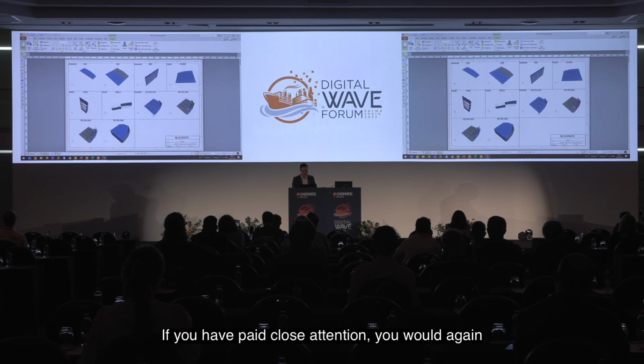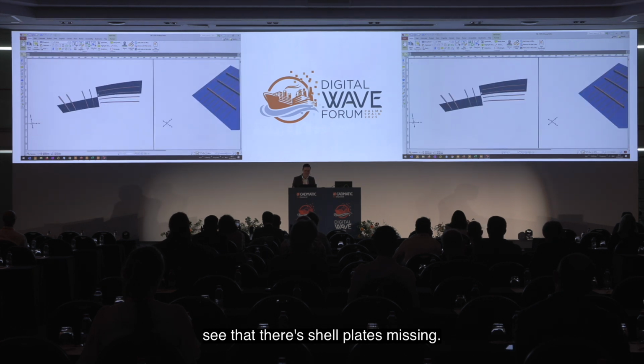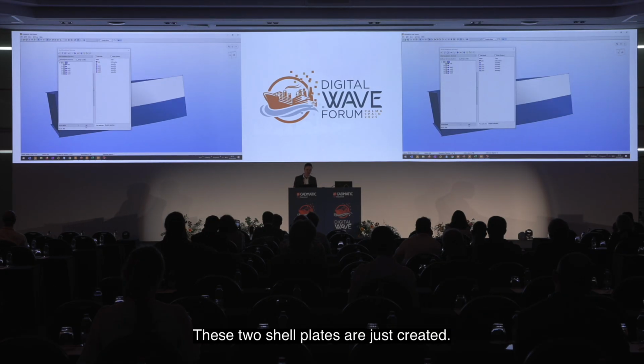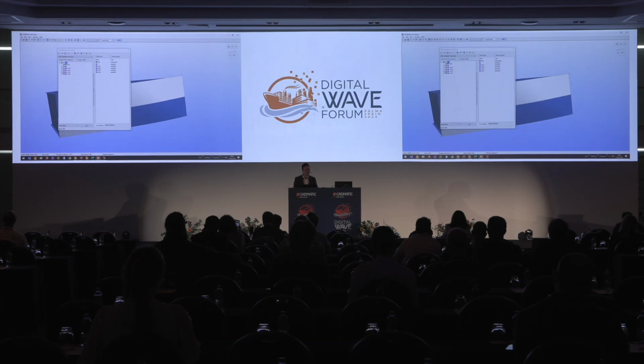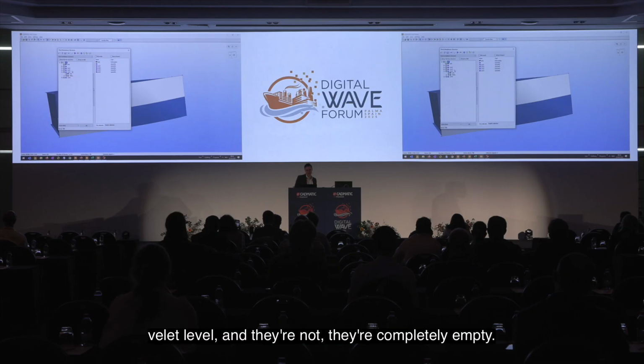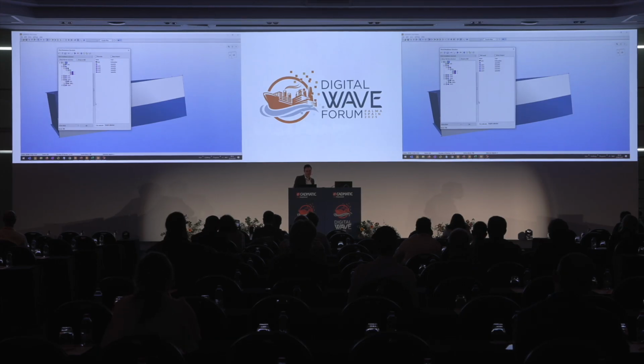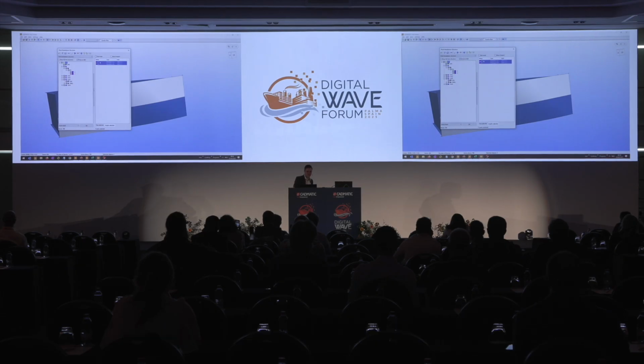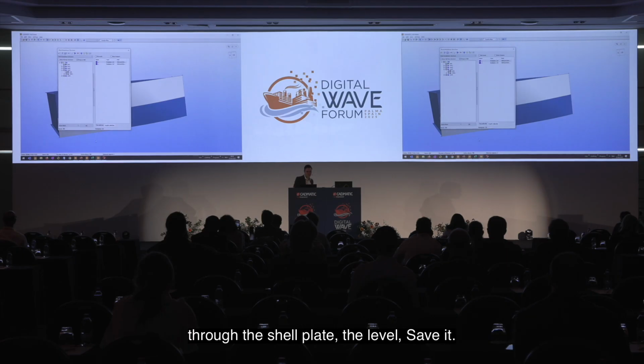If you have paid close attention, you would again see that there's shell plates missing. Yeah, I do want to keep you on your toes a little bit. And that is because, again, it is rule-based. These two shell plates are just created, but I'm checking if they're actually in a valid level. And they're not. They're completely empty. So let's use our graphical selection, drop these two as a child to the shell plate level, save it.